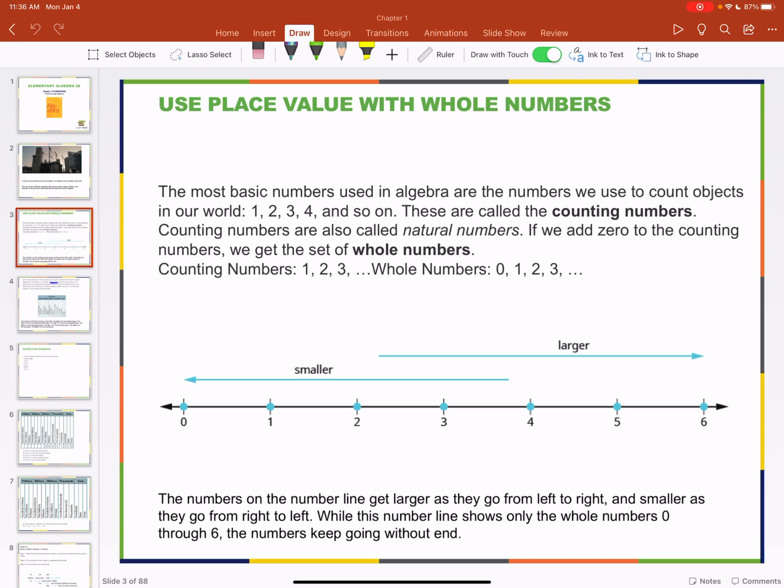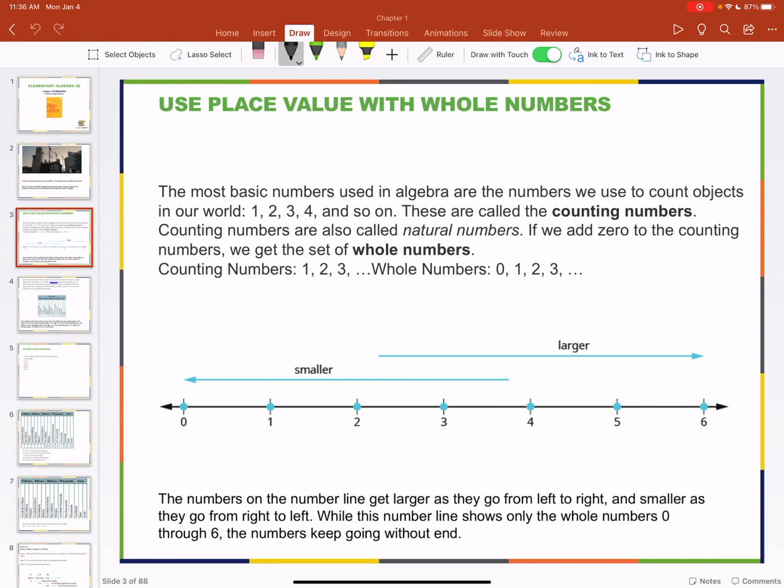Okay, so the most basic numbers that we use are the counting numbers, right? Where we begin with 1, 2, 3, 4. And of course, it originated from, we count with our hands and then we continued. Counting numbers are also called natural numbers. If we add 0, then the set is now called whole numbers. Okay, so counting numbers begin with 1 and go on. So it would be like 1, 2, 3, and so on.